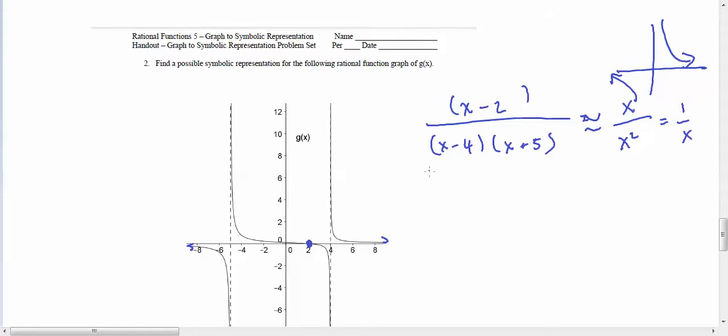Let's look at the y-intercept and see if that gets anywhere close to what my graph shows. This would say negative 2 over negative 4 times 5. So that would be negative 2 over negative 20, or 1/10. All right, it crosses at a really small number, 0.1. That's about right. I think that we got the graph.